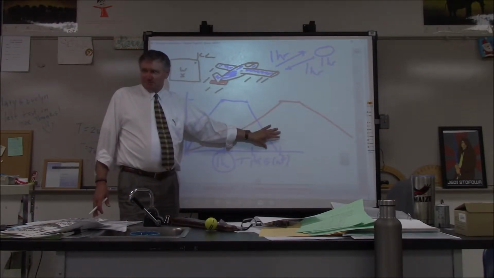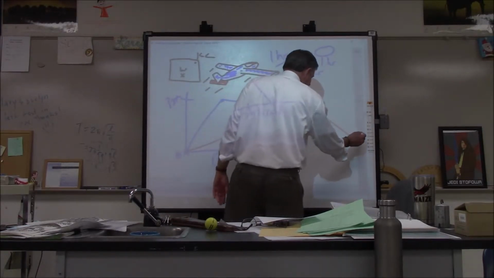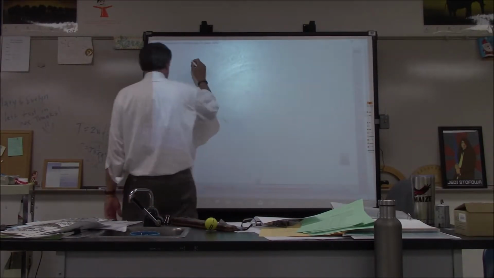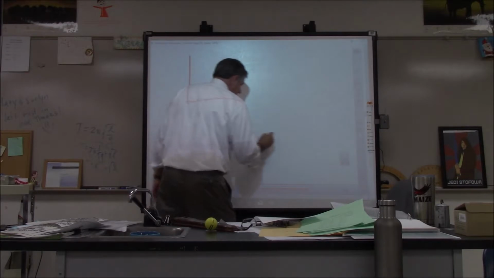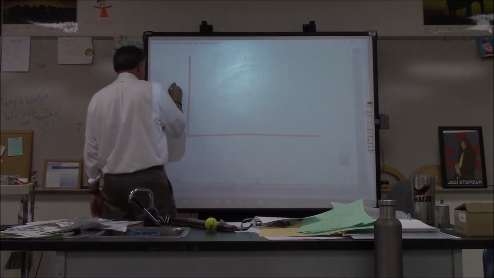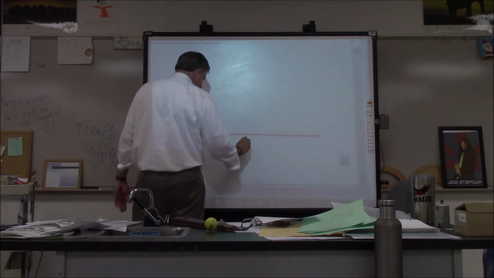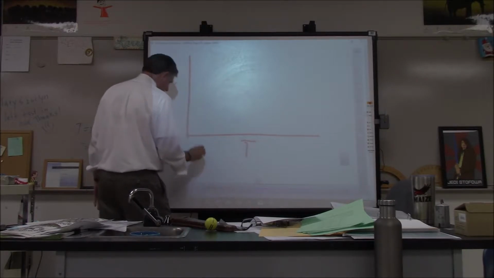Got this idea. Now, I would argue that the flight to Kansas City, assuming that Dad does let you take the plane, that the flight to Kansas City on your position time graph actually looks like this.